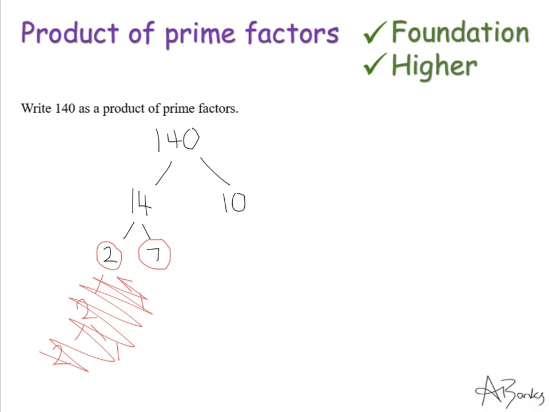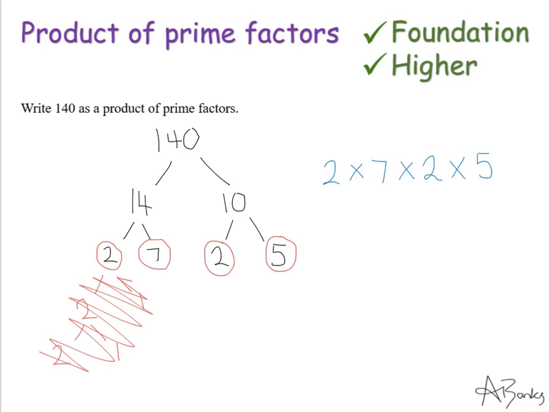So back to my tree, I've got my 10 that I need to split up. I'm going to split my 10 into 2 and 5. And again, this time both of these are prime, so I'm going to circle these. And that's it. I've got nowhere else I can go. So 140 as a product of prime factors is 2 times 7 times 2 times 5.